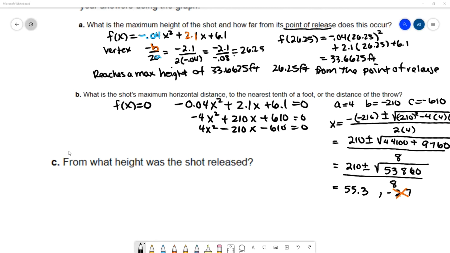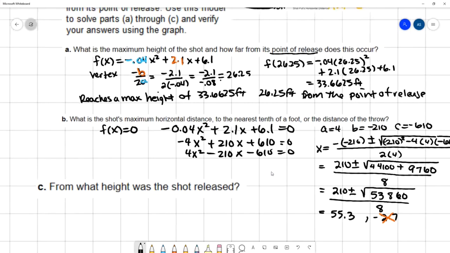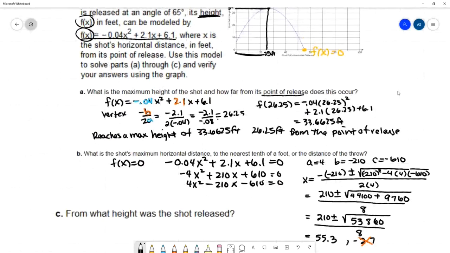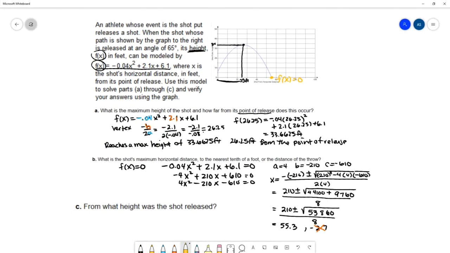All right, so we have one more part, and that question is, from what height was the shot released? So I'm going to zoom out a little bit so we can see that picture that they gave us again. Based on this picture, it looks like the original height is in between 5 and 10 feet. But we can figure out what that number is exactly by letting the horizontal distance be 0. So if we do the calculation f of 0, this is going to give us the original height. So that's negative 0.04 times 0 squared plus 2.1 times 0 plus 6.1. And we end up getting 6.1 feet as the original height of that shot.